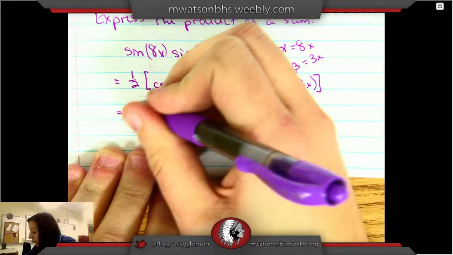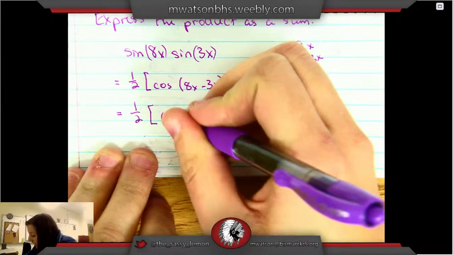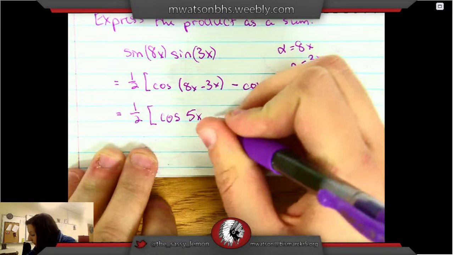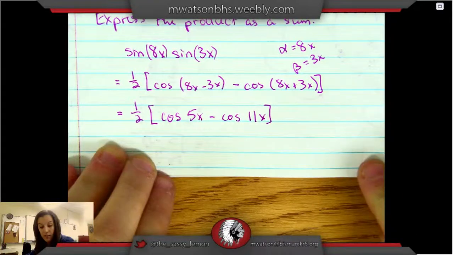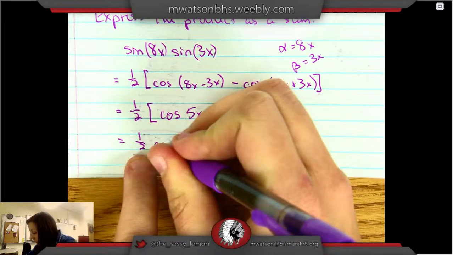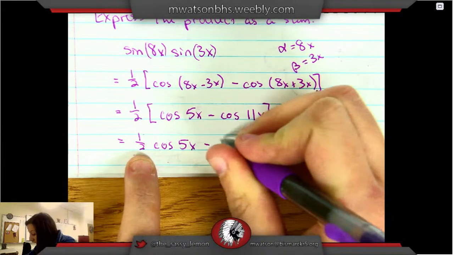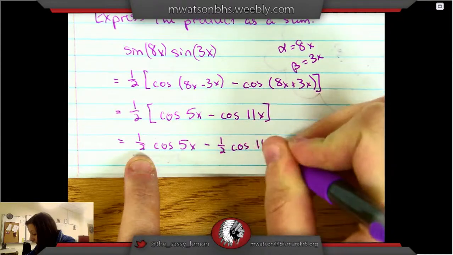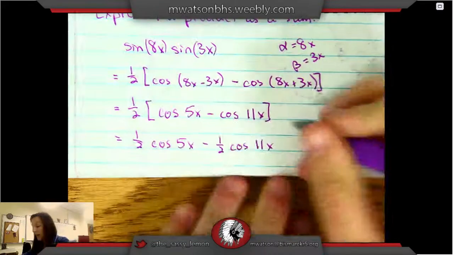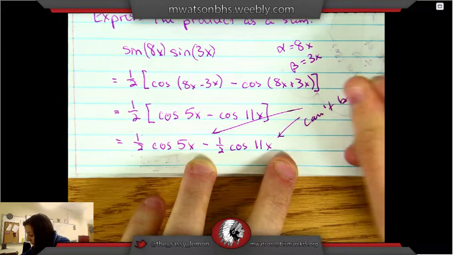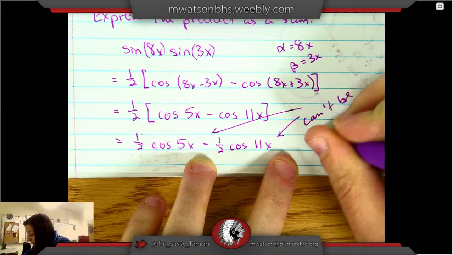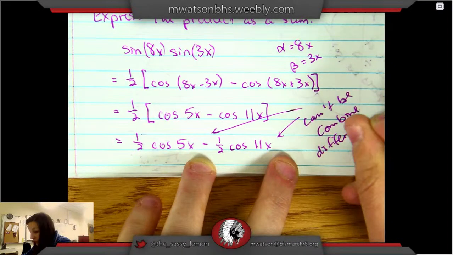So I'm going to rewrite it as 1/2 cosine of 5x minus cosine of 11x. And you can leave it like that, or you can distribute the 1/2 so that it's 1/2 cosine of 5x minus 1/2 cosine of 11x. Remember, these cannot be combined. So make note of that. Can't be combined. Different angle measures.